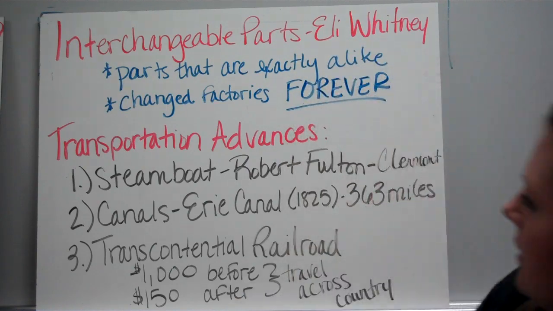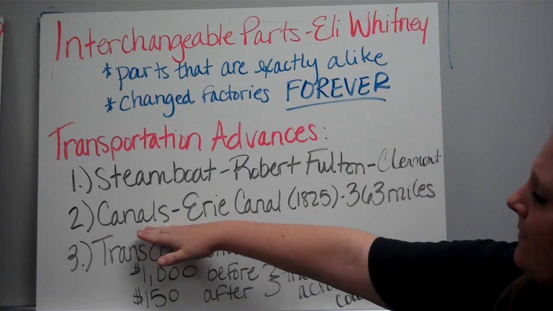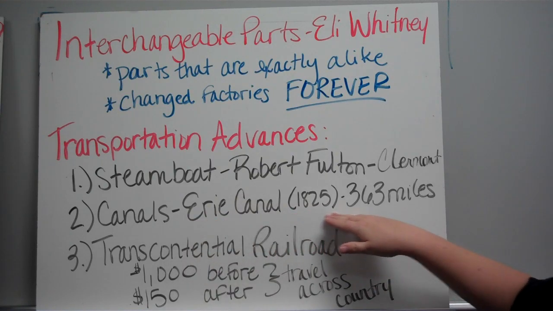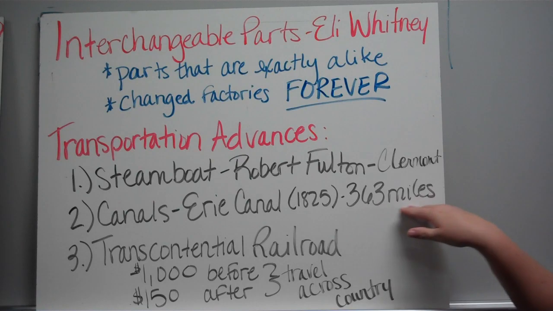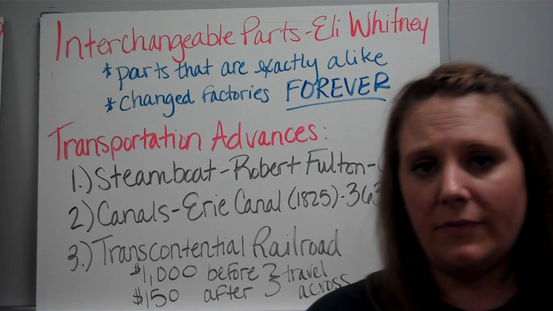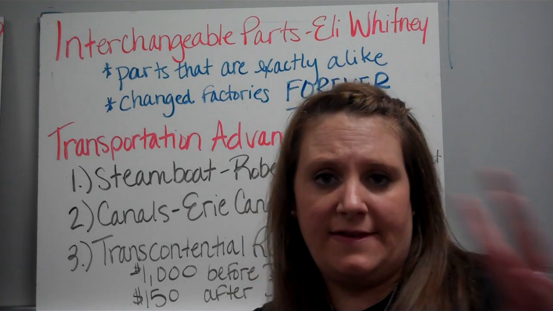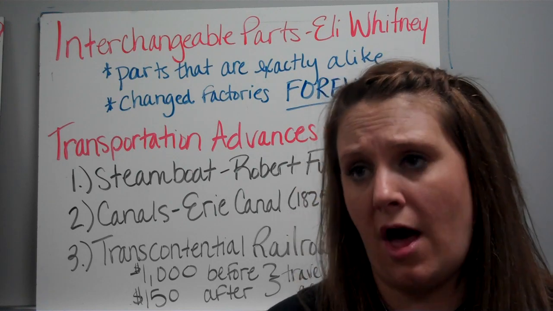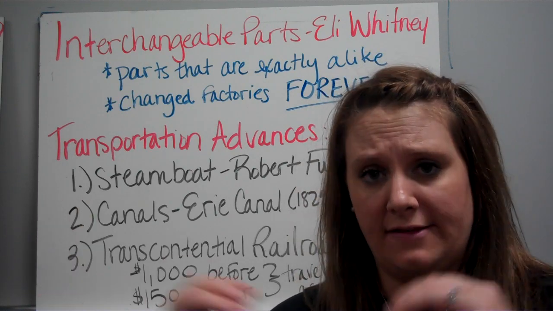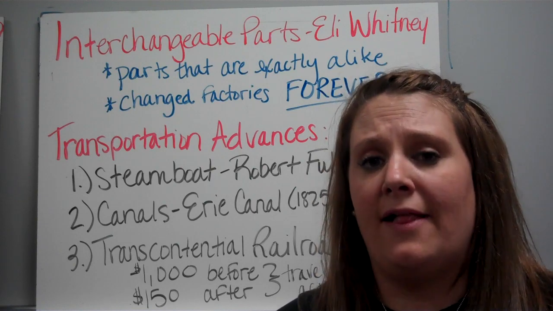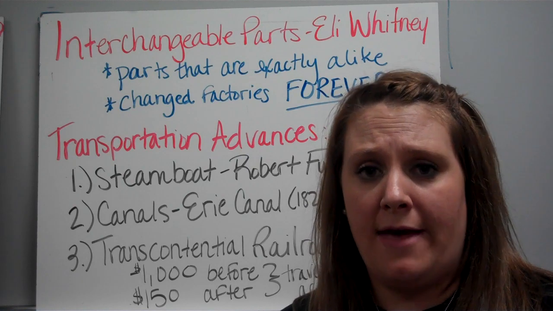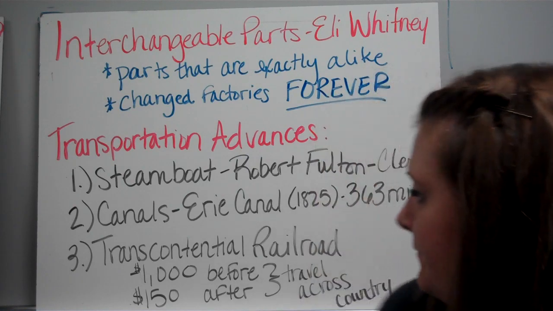Okay, the second advancement is going to be canals. The Erie Canal was completed in 1825, and it was 360 miles long. The canal system is going to open up parts of land that are landlocked, and it's going to connect bodies of water through this canal and allow goods to go to places that previously required them to be drawn across land.